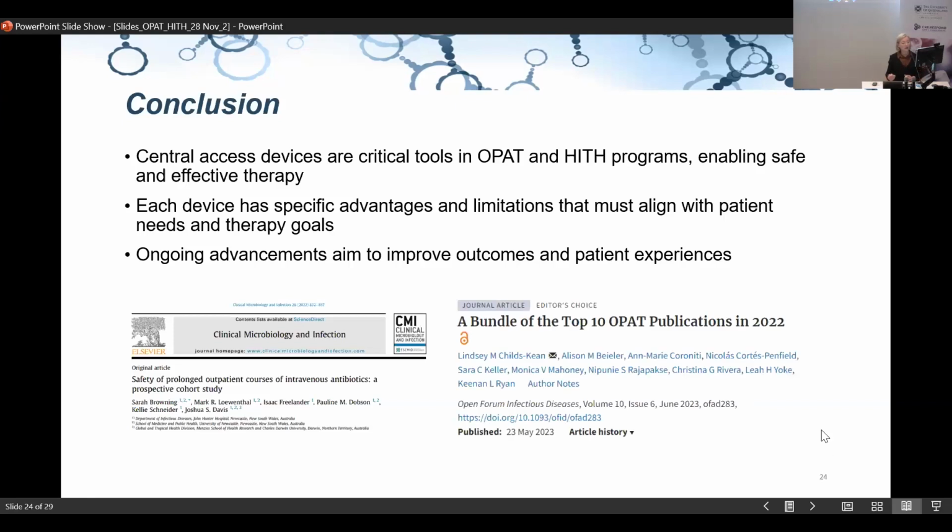And I'll just leave you with some of the top publications in OPAT in 2022, a summary overview if you're interested in looking at that.